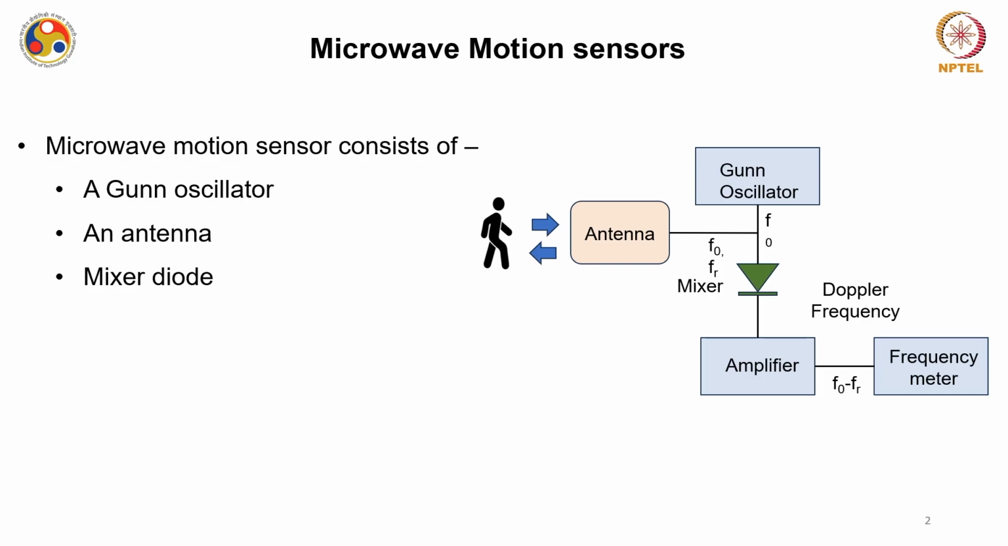A microwave motion sensor typically consists of an oscillator, which is mostly the Gunn oscillator because it can generate RF signals, an antenna, and a mixer. They have other components also, like an amplifier and frequency meters, but mostly these three components are very crucial in a microwave motion sensor: a Gunn oscillator, antenna, and a mixer. The mixer is mostly a mixer diode, which is a non-linear device. We will see that.